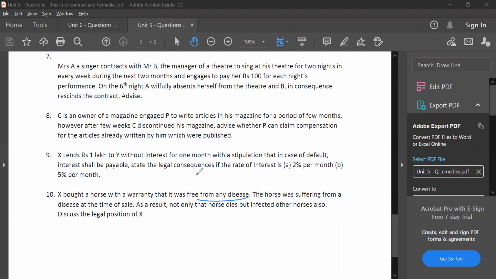X bought a horse with a warranty that it was free from any disease. The horse was suffering from a disease at the time of sale. As a result, not only did that horse die, but it infected other horses also. Discuss the legal position of X. Give me the answer, guys.